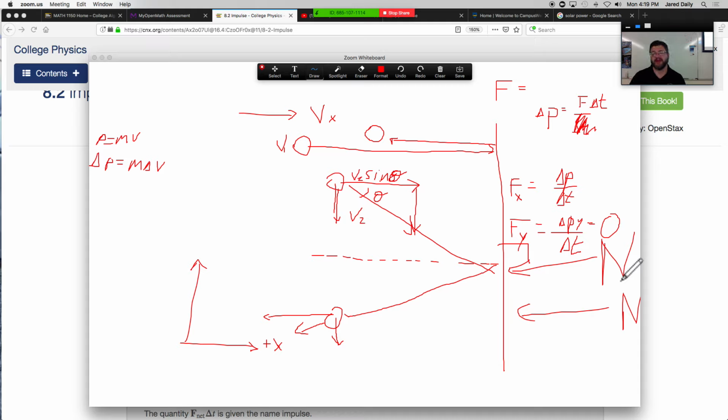So in the y direction, we don't have any force acting on the ball. And that makes sense because it's going the same speed to begin with in the y direction as it is in the end. The only time it's changed its speed or direction is when it bounces off the wall and goes back the other direction. So this is kind of the picture we're looking at as we go forward with this problem.